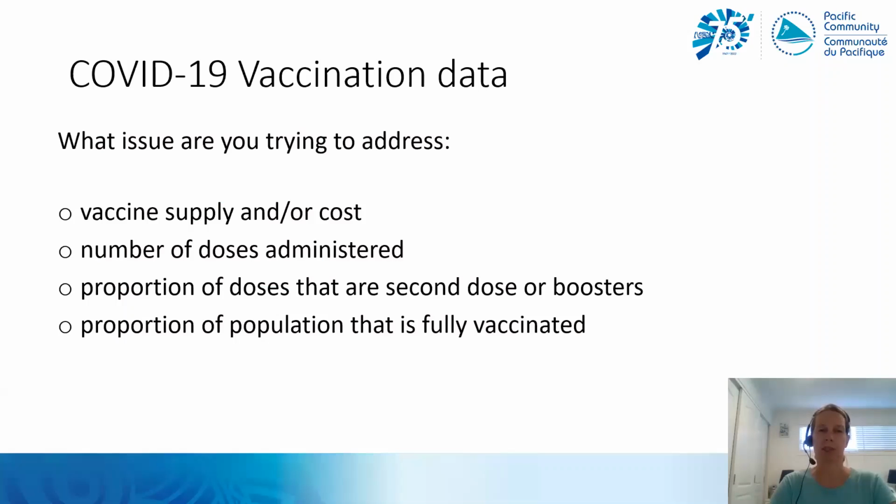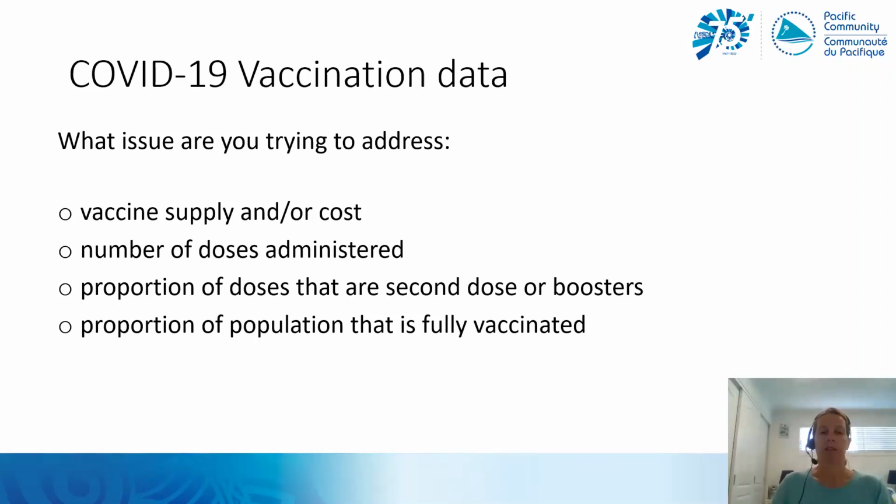Vaccination data has also become increasingly popular. Earlier on it was all about vaccine supply and tracking which countries were getting what doses and what sorts of vaccines. Then it moved on to the interest being in the number of doses that were being put into people's arms. And more recently it's become about knowing how many people are fully vaccinated.